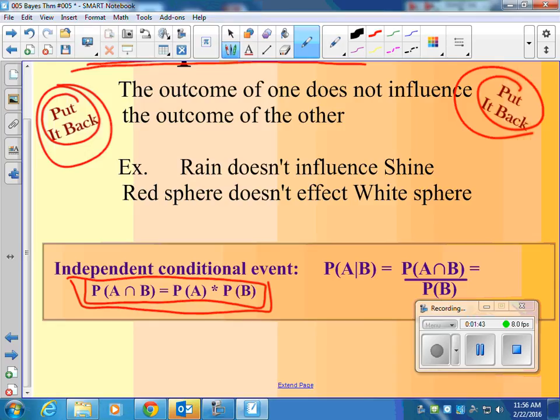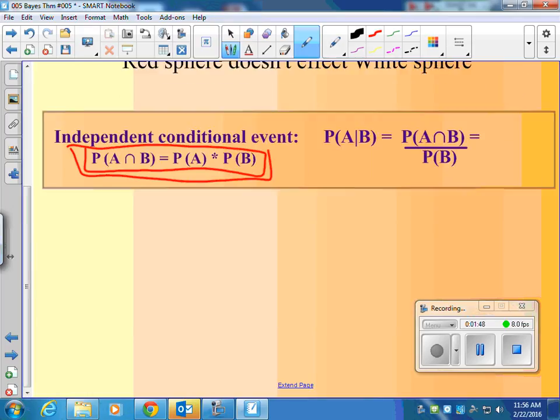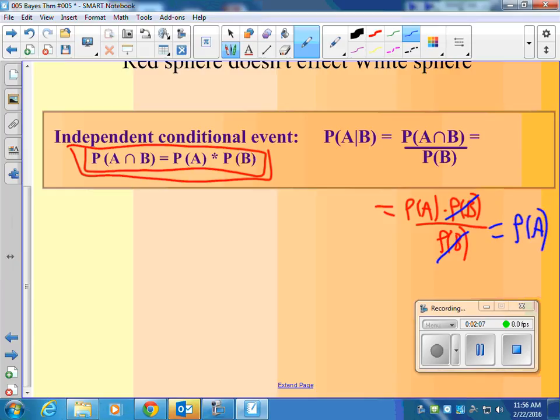What's interesting is when you look at the conditional part, the conditional part is the probability of the intersection over the probability of B. If they're independent, the probability of A times the probability of B is the intersection. And when you divide by the probability of B, what cancels out? The probability of B. So that's going to give you the probability of A. It's almost like you don't need to worry about that other situation. All you have to do is worry about the first one.